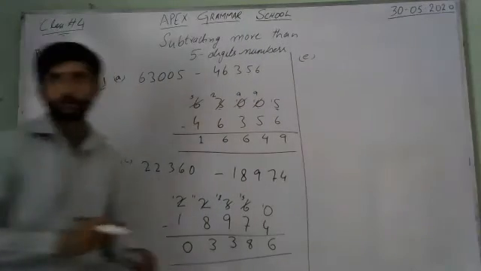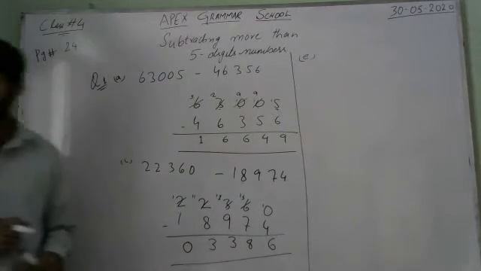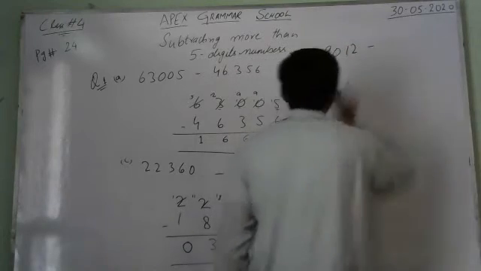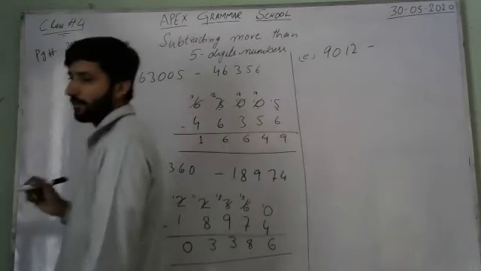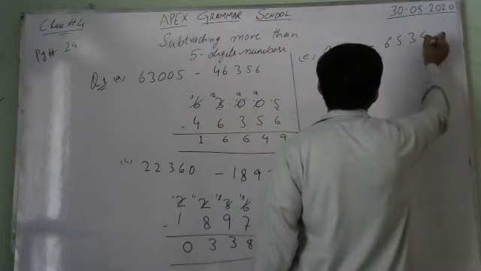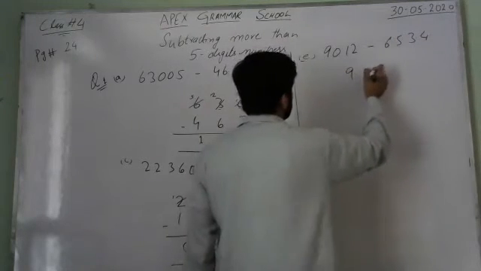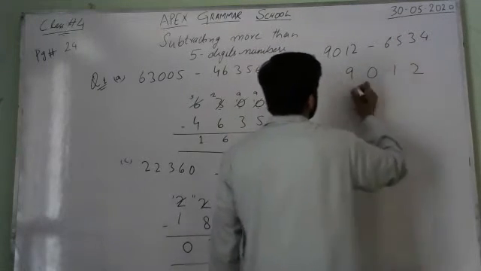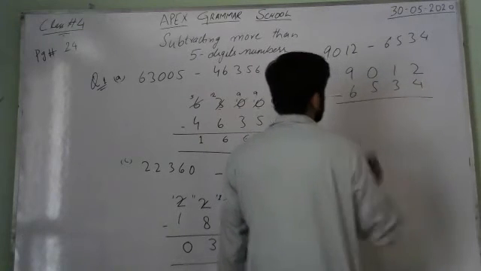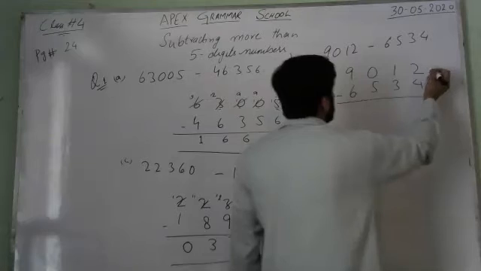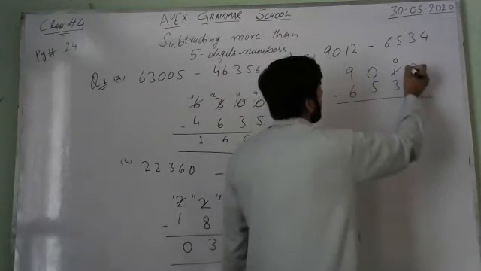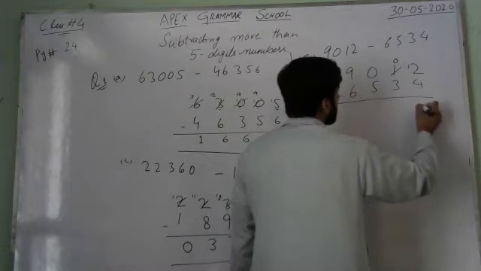E part of this question, 9012 minus 6534. From the extreme right side, this is 2 and this is 4. We will take carry. This one becomes 0 and 2 becomes 12.